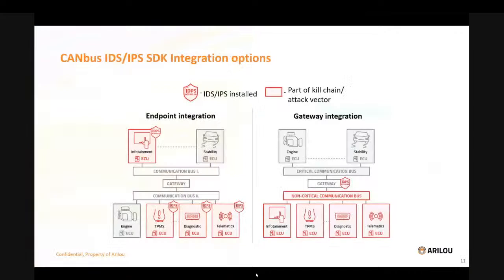Looking at where this would go. If we look at the CANbus, most likely it would go into the gateway. In other cases, we can install it in ECUs themselves, either the connected ECUs such as the telematics or the infotainment, or it can go into safety critical devices to protect them, such as the engine ECU. The option exists.